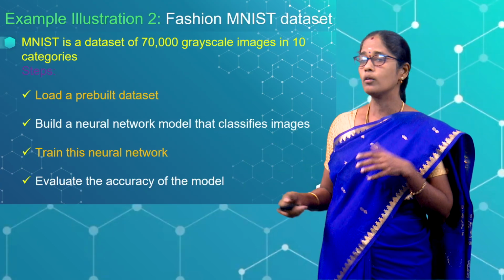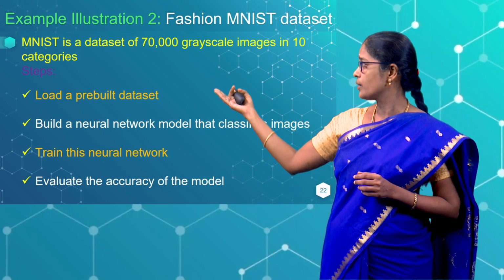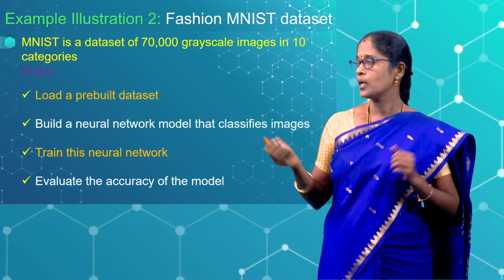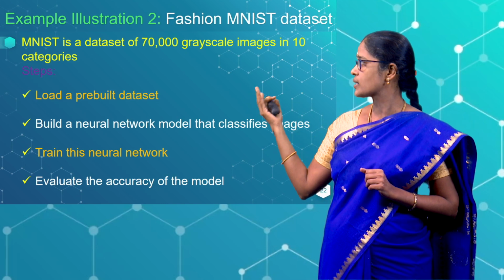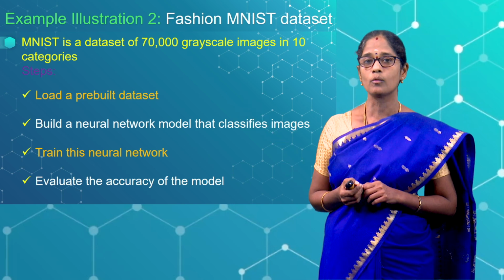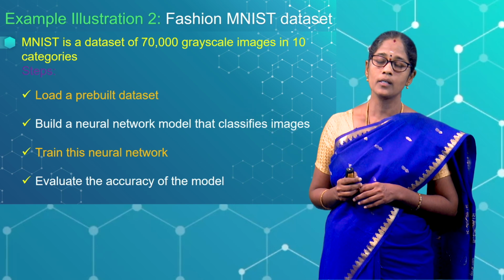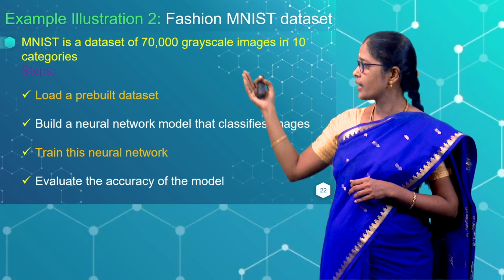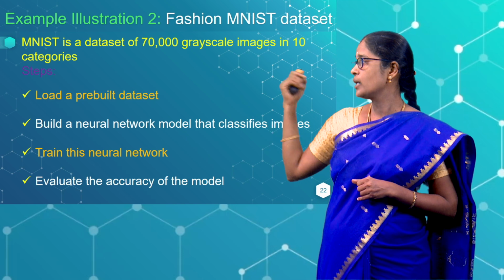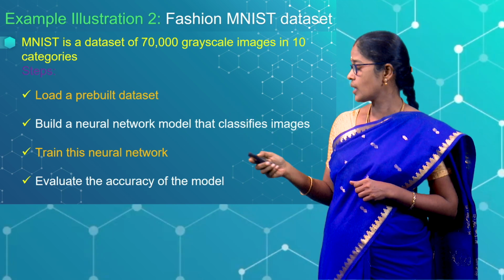So, now moving on to the illustration example 2, where we have taken the same thing with the fashion database. So, the first one is the digit database. Now, the second example we have taken is the fashion data set. Here in this fashion data set, there are 70,000 images which are in black and white of different categories of the clothing data set. Now, again the same thing, we are going to load the data set, build a model, train the neural network and evaluate its accuracy. The same, one and the same.